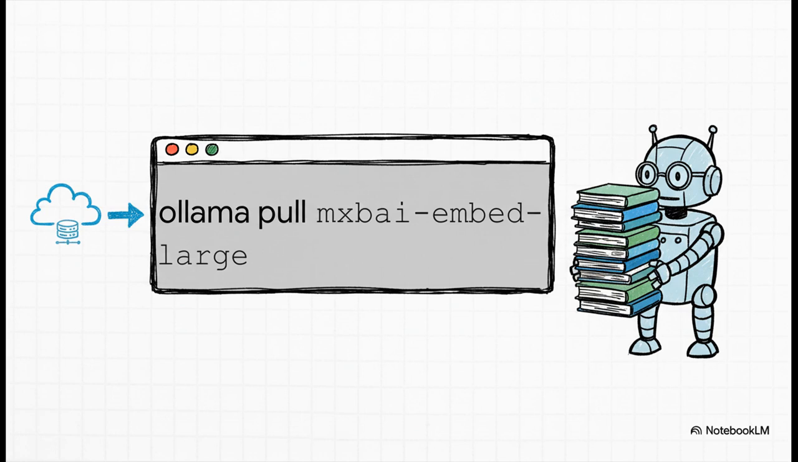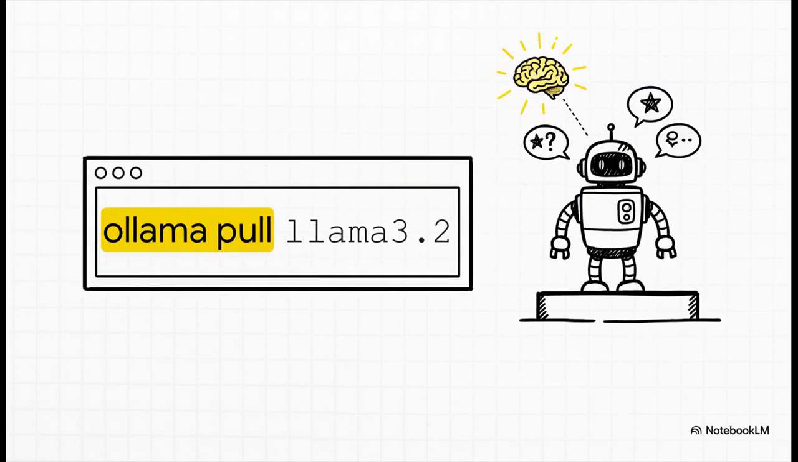To get our librarian, you're just going to pop open your terminal and run this simple command. This tells Ollama to go out and download the mxbai-embed-large model right onto your machine. Super easy. And next up, you guessed it, we're doing the same thing for our writer. This command downloads Llama 3.2, the language model that's going to act as the brain of our whole operation. So remember, it's a two-part system. One model that's amazing at finding meaning, and another that's amazing at generating language.